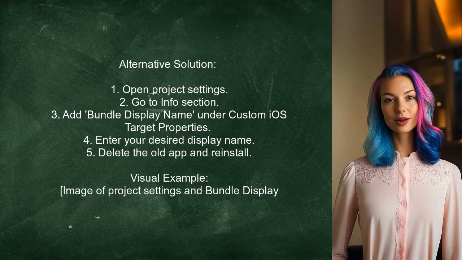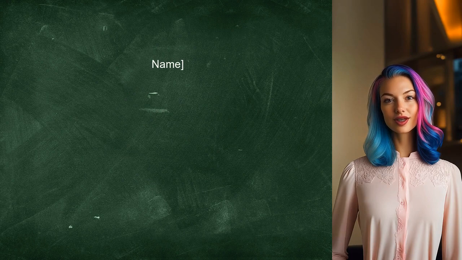One alternative solution is to open your project settings and navigate to the info section. Here, you can add a property called Bundle Display Name under Custom iOS Target Properties. This will allow you to enter the display name that appears on the iPhone or iPad screen under the app icon. Don't forget to delete the previously installed app and reinstall it to see the changes.